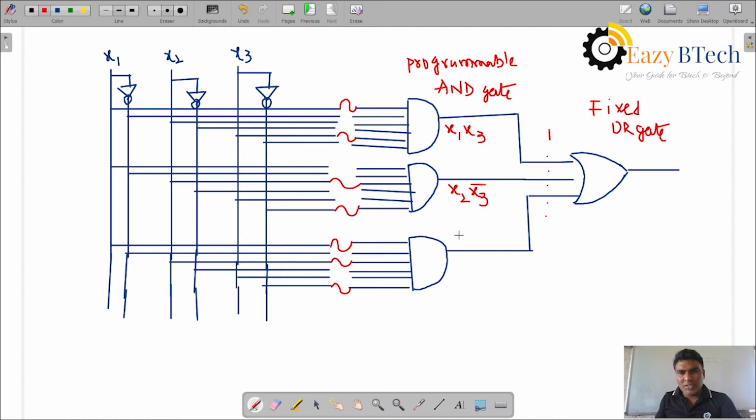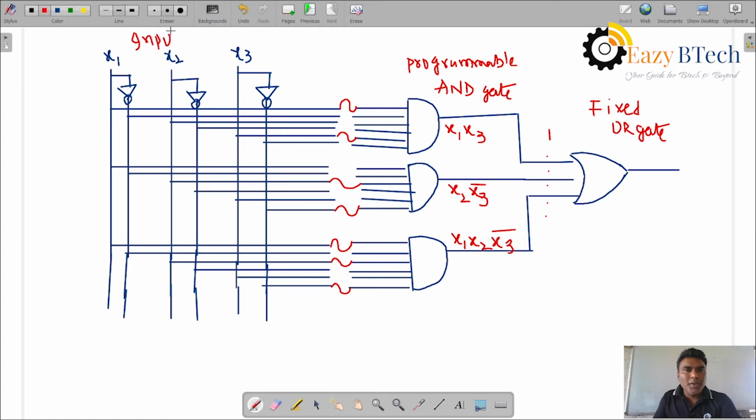So three fuse connections. The product AND gate takes x1, x2 and x3 complement. According to the product term program which we can write, the fuses are connected to this AND gate. As inputs are increased, the fuses are increased. Okay, so these are the inputs.